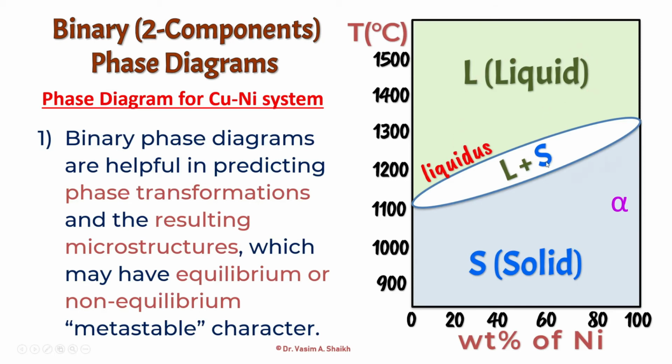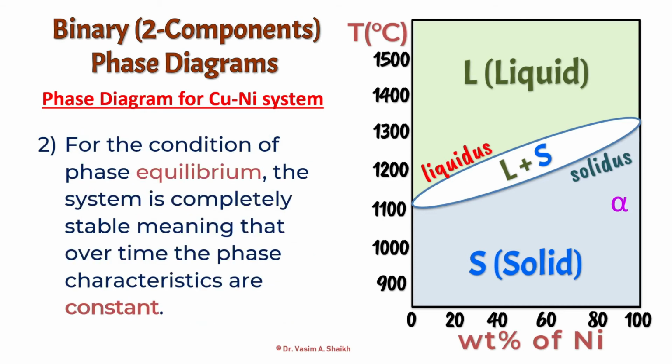Similarly we have a solidus line. This is the solidus line, and below the solidus line, any phase existing is a solid phase. So that we have to remember, this is the definition of the liquidus and the solidus line. Anything above the liquidus line is liquid, anything below the solidus line is solid.